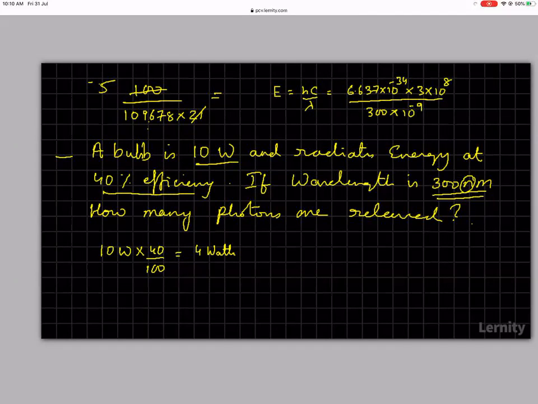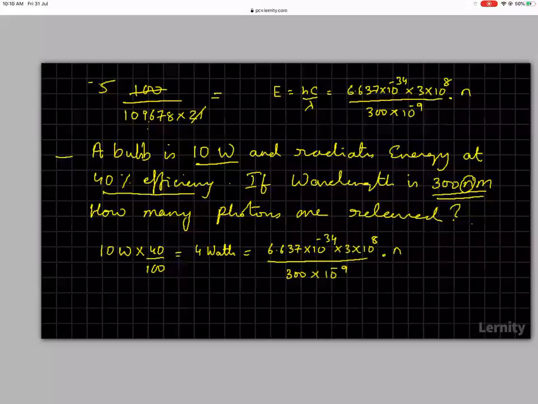Okay, now this is the energy of each photon. Suppose n photons are being released, then the total energy will be this much. So, 6.637 into 10 power minus 34 into 3 into 10 power 8 divided by 300 into 10 power minus 9 into n. Now I can rearrange and get the value for n. So I will try to do that.